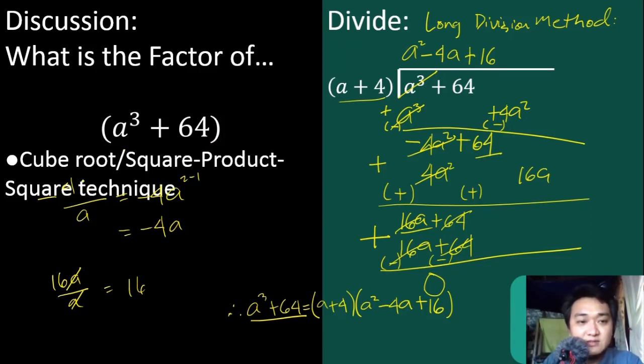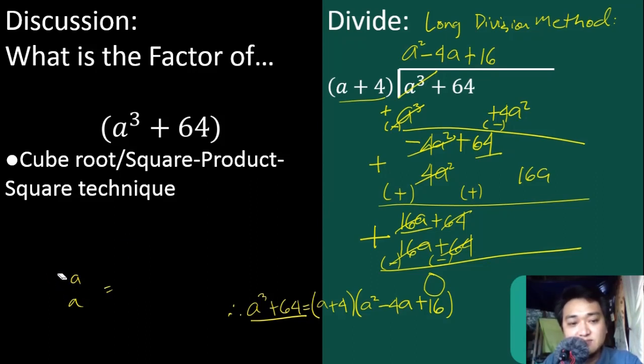Ang gagamitin nating method, itong tinatawag na cube root square product square technique. O, paano ginagawa yan? Cube root square product square technique. So, if we want to factor a cube plus 64 without undergoing long division method, we're going to use factoring technique. Yung factoring technique that pertains to the sum and or difference of two cubes.